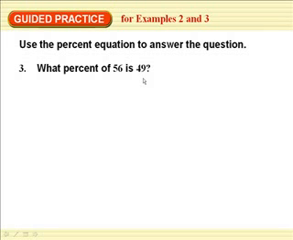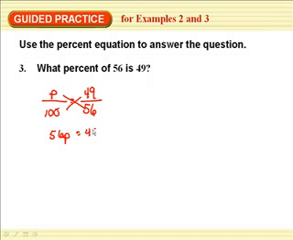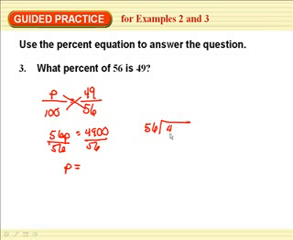So in guided practice number 3, what percent of 56 is 49? So we go through what percent of 56. We don't know the percent. Of 56 is 49. So we do our cross products. 56p equals 4900. Divide by 56. P equals, let's see, 56 into 4,900.